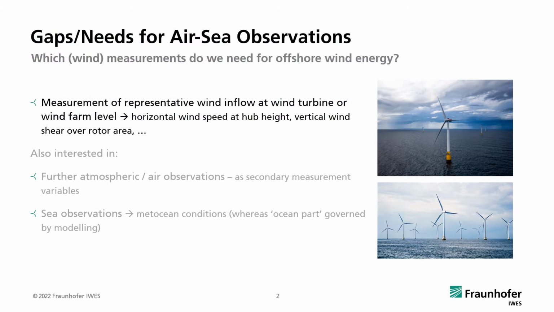First, I would like to address the question which measurements, and in particular wind measurements, we need for the realization of offshore wind energy. In short, we are interested in the measurement of the representative inflow at wind turbine or wind farm level. So this is the horizontal wind speed at hub height of the turbine, or a vertical wind shear over the rotor area, so the horizontal wind speed at different height levels. This is for a single wind turbine, but when we look at the whole wind farm or a wind farm cluster consisting of many wind turbines, we would look at the inflow at a particular point, normally a corner point in wind flow direction for this larger setup.